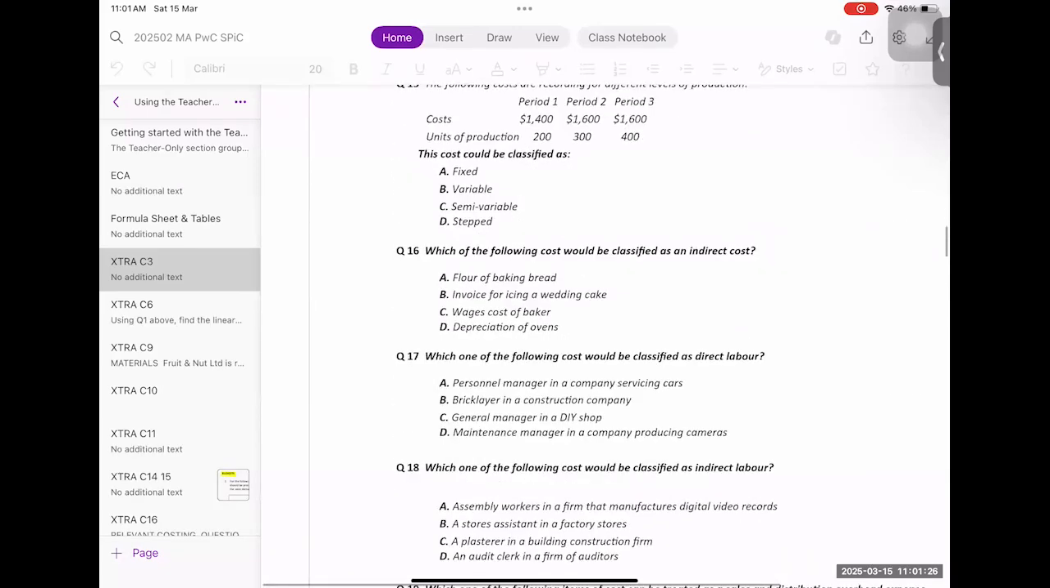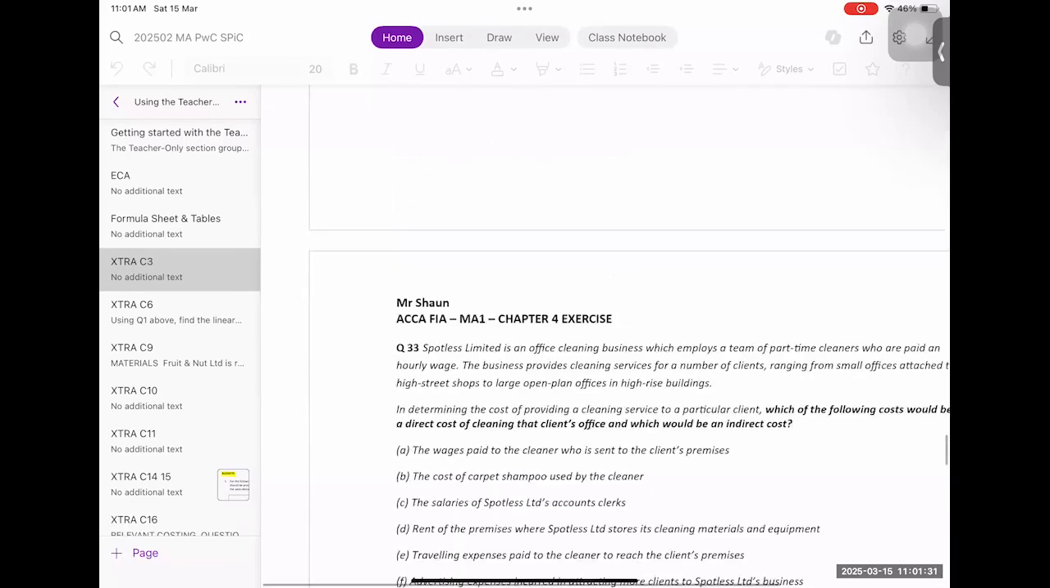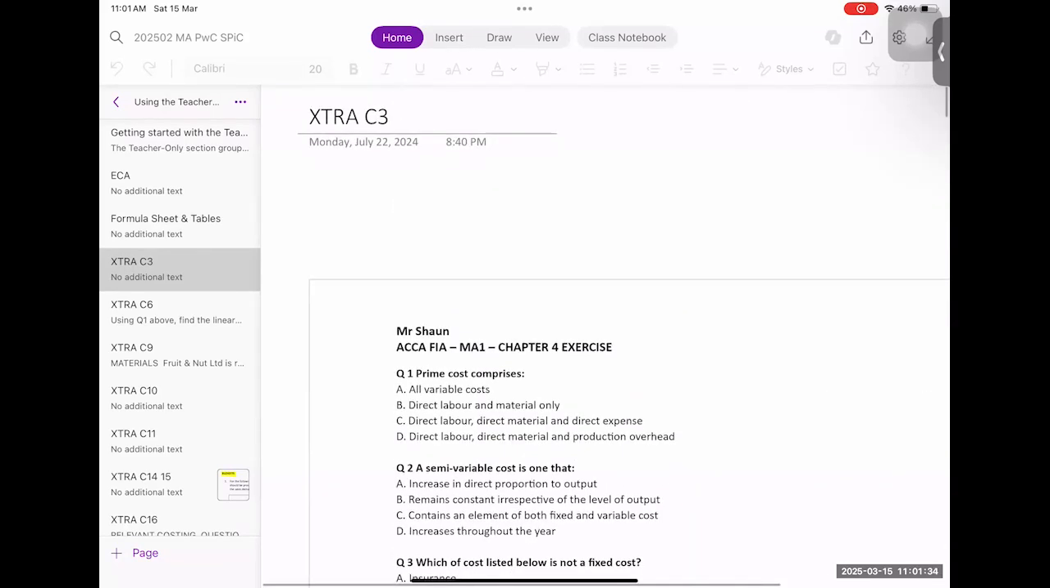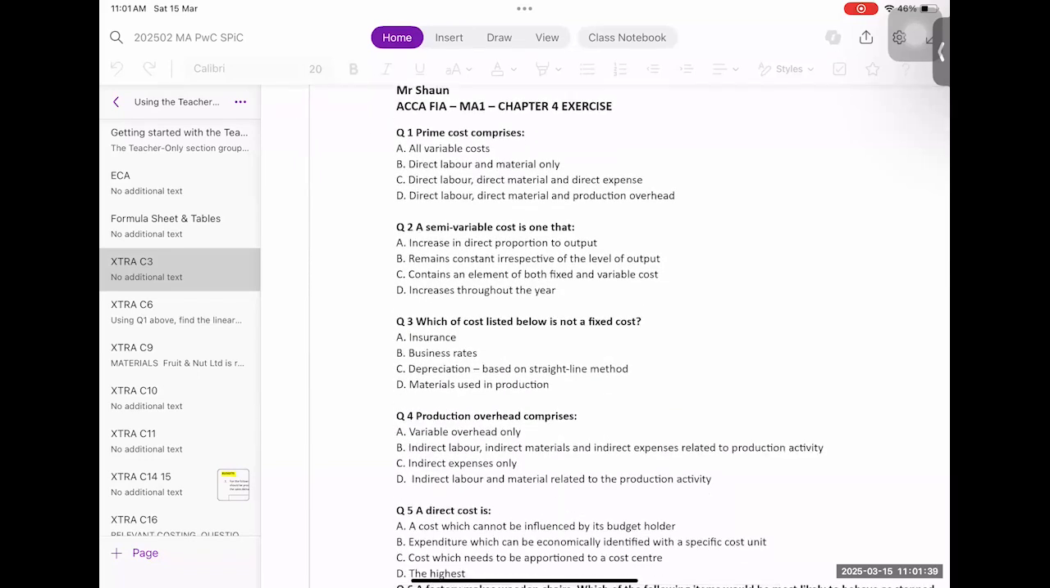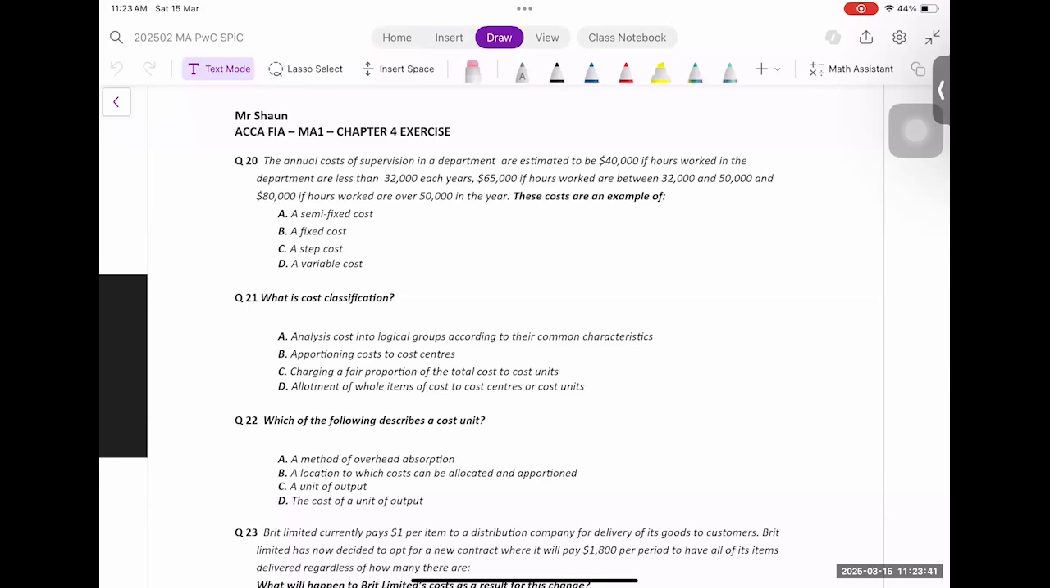So there are about 34 questions. You can discuss in case you are sitting with each other, but otherwise, do these 34 questions right now. I will discuss every 10 questions. So, the annual cost of supervision in the department is estimated to be 40,000 if the hours worked in the department is less than 32,000 each year.